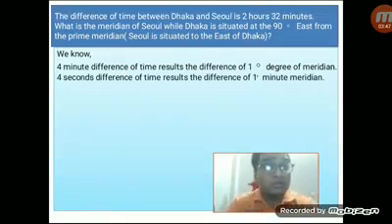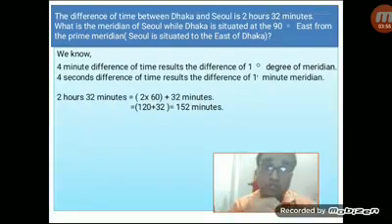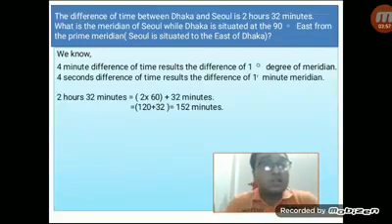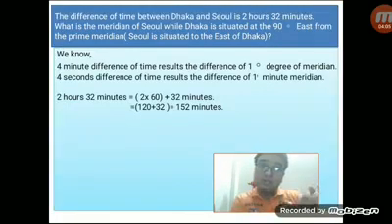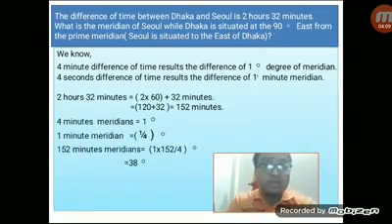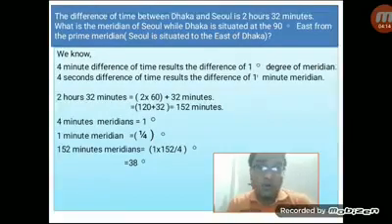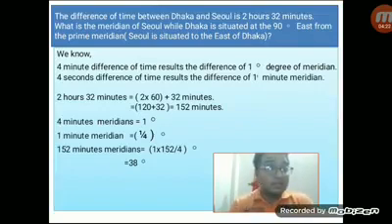Then you have to transform 2 hours 32 minutes into minutes. So this is the way to do it. So 2 hours 32 minutes will be 152 minutes. Then you have to transform these 152 minutes into degrees. Okay, so this is the way. So that means 4 minutes of meridian equals 1 degree, 1 minute of meridian equals 1 by 4 degree, then 152 minutes of meridian will be 38 degrees.